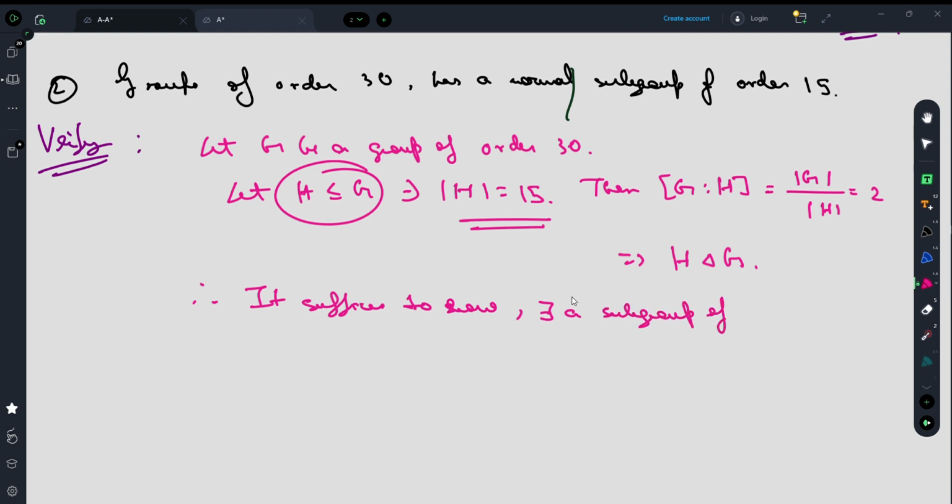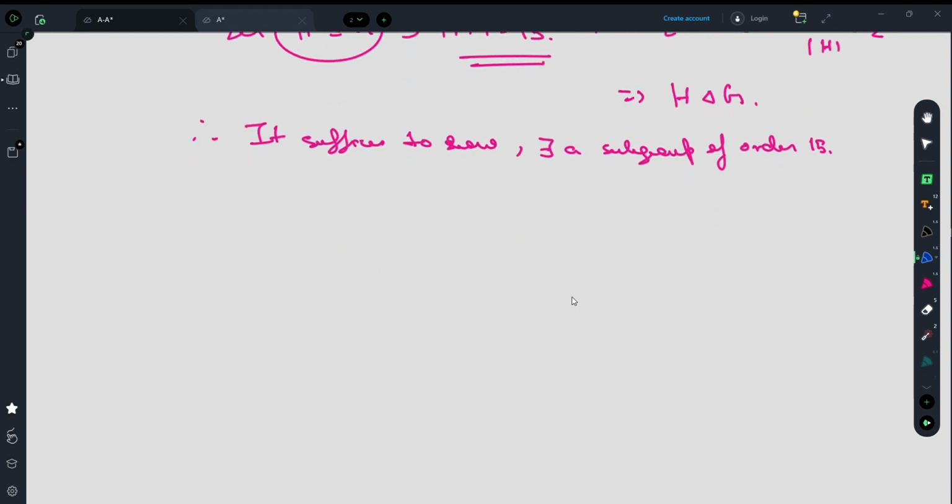Therefore, it suffices to show there exists a subgroup of order 15.